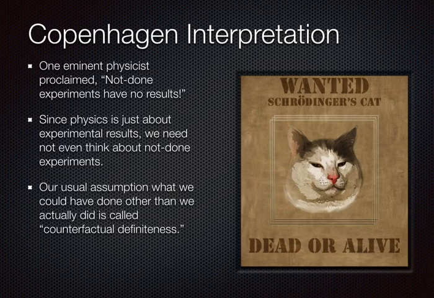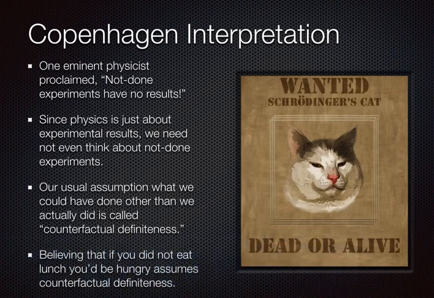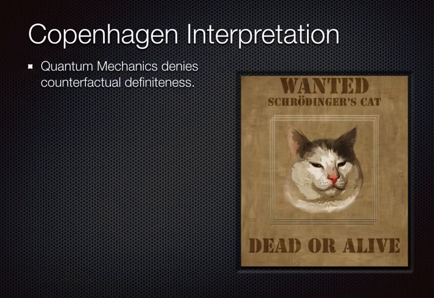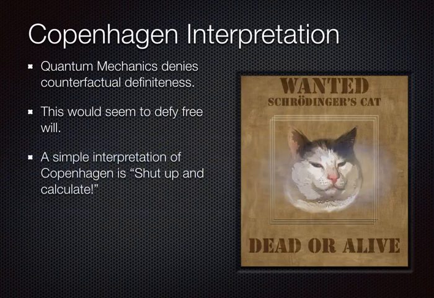So it's counterfactual definitiveness. Believing that if you did not eat lunch, you'd be hungry assumes counterfactual definitiveness. You don't know that if you skipped lunch, you're going to be hungry. Sometimes I go the whole workday and I didn't even know I didn't eat lunch. So quantum mechanics denies counterfactual definitiveness. This would seem to defy free will.